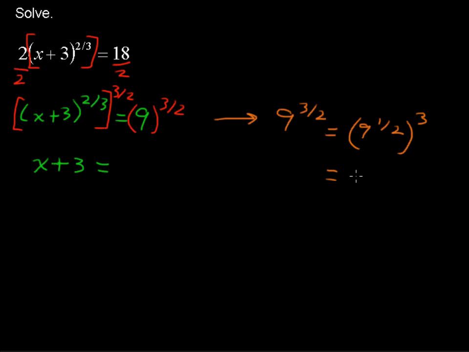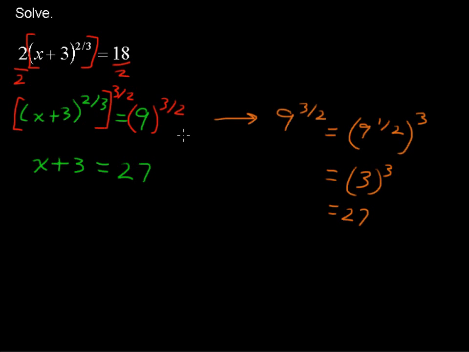9 to the 1/2 is really just the square root of 9. So the square root of 9 is 3. And then raised to the 3rd power is 27. So what we have, this 9 to the 3/2 is 27. And I like to break it down like that.